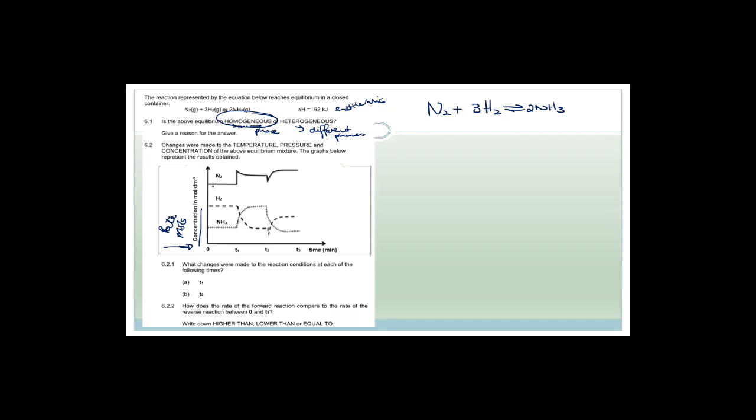So the N2 and the H2, these two are your reactants. They're on the same side, so I'm actually going to put them in the same color. And this one here is on the other side of the equilibrium. Right, so they're in dynamic equilibrium.